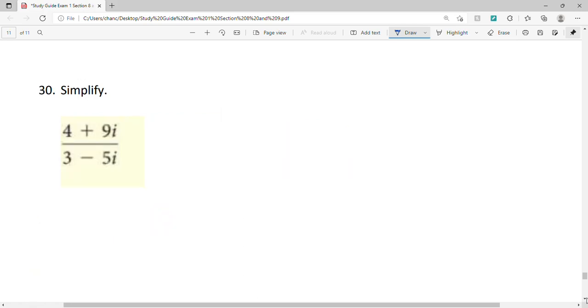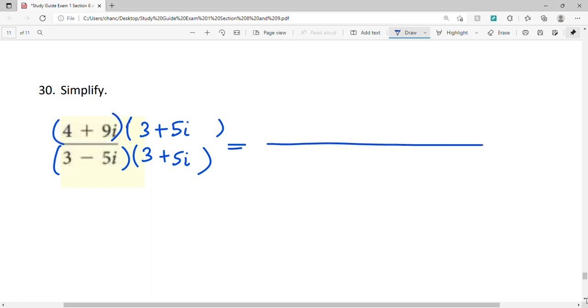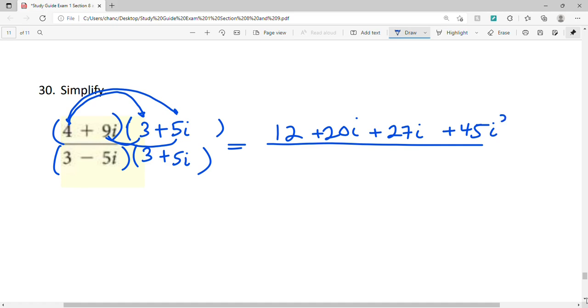In the last example, we will have to divide imaginary numbers. To do this, we'll need the conjugate of the denominator. So use 3 plus 5i for the conjugate of the denominator. On the top, we'll have to FOIL. These are not conjugates, so we can't use the shortcut. 4 times 3 is 12. 4 times 5i is 20i. 9i times 3 is 27i. 9i times 5i is 45i squared.